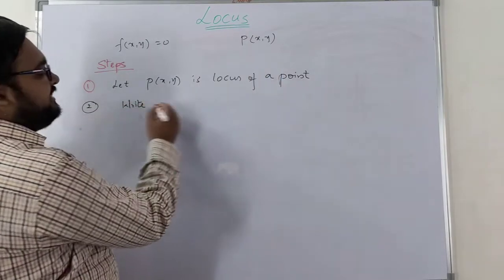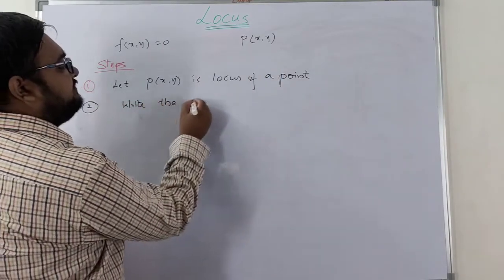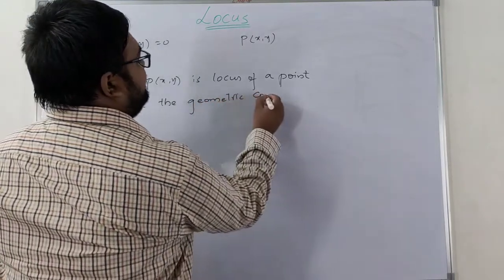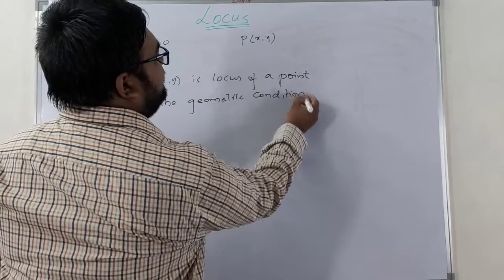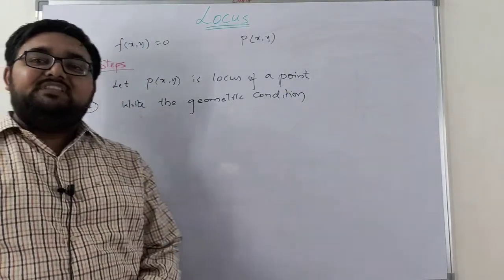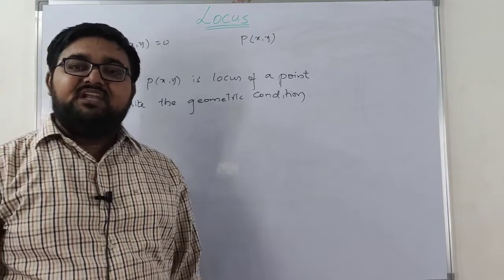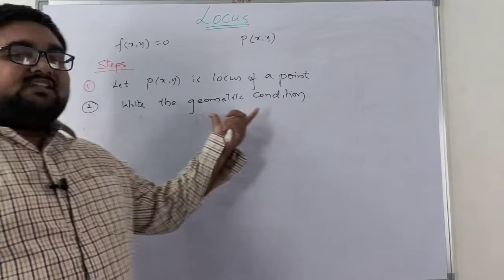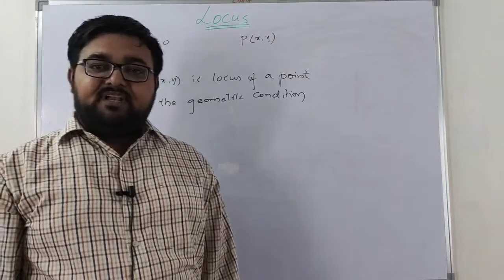We said geometric condition, no? So write the geometric condition. Write down the geometric condition which is given in the question. Here the most important thing is, you need to read the question and understand it carefully. When you read and understand, only then are you going to get the geometric condition.